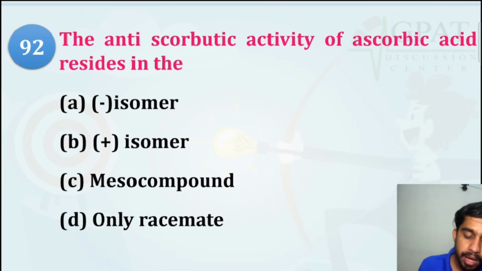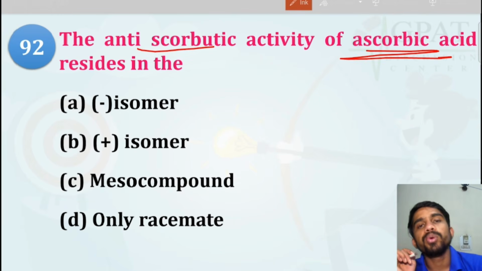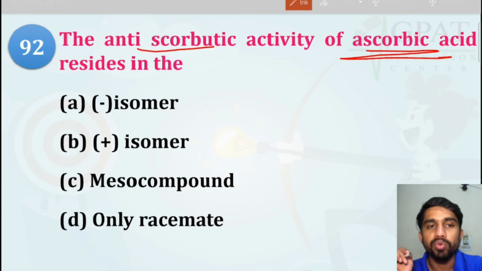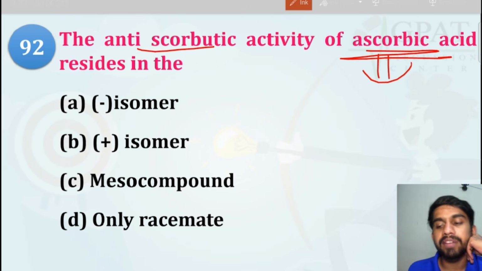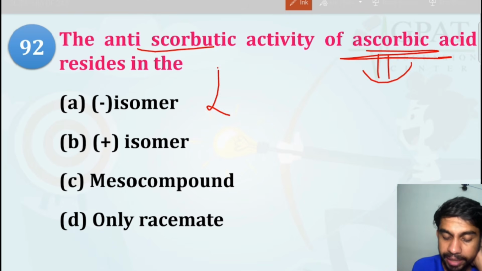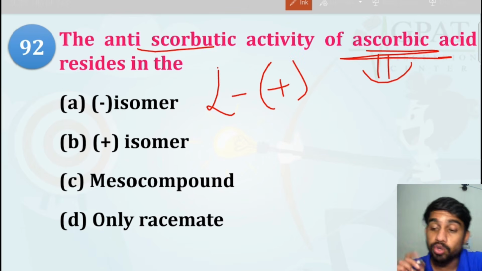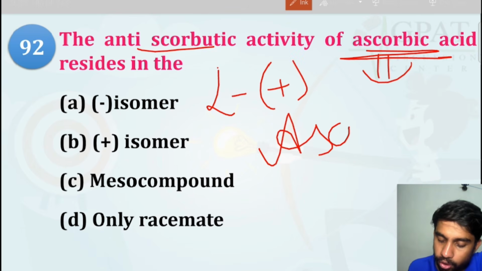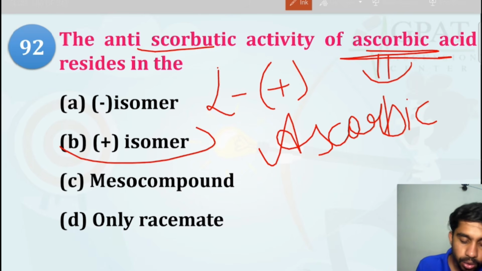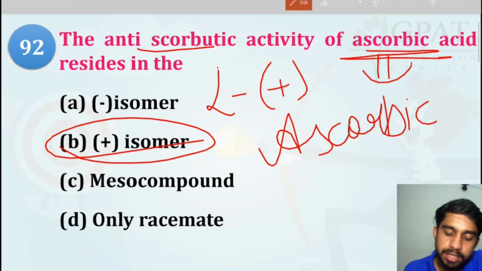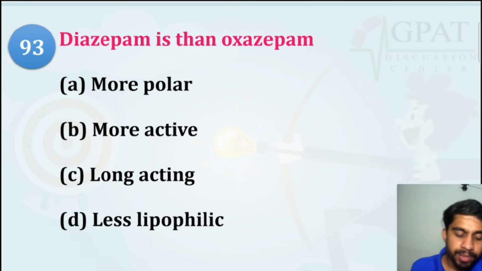Next question. The anti-scorbutic activity of ascorbic acid is due to what? Ascorbic acid is vitamin C, simple vitamin C, and it exists mainly in the most active form, that is the L form, the positive (plus) isomer of ascorbic acid. So the most activity is because of this plus isomer. So the correct answer for this question will be option B, that is the positive isomer. Okay, next question.